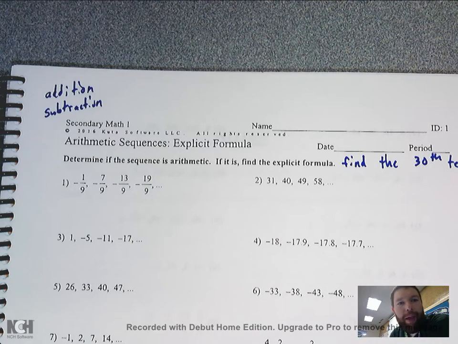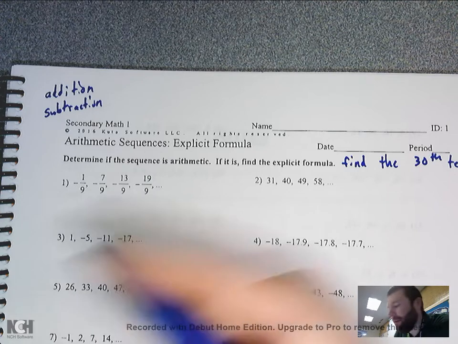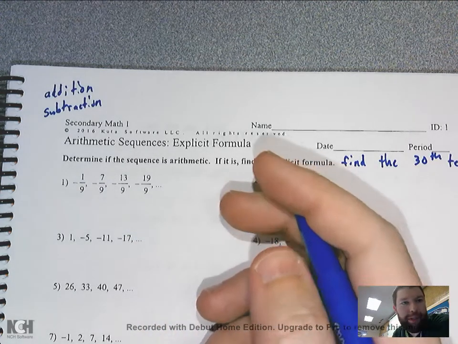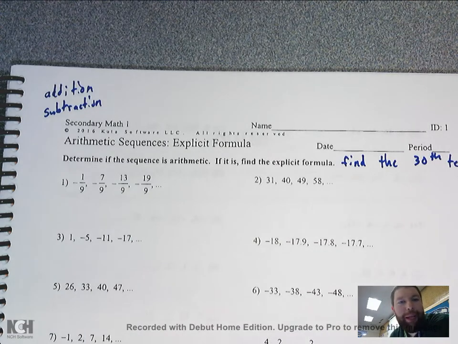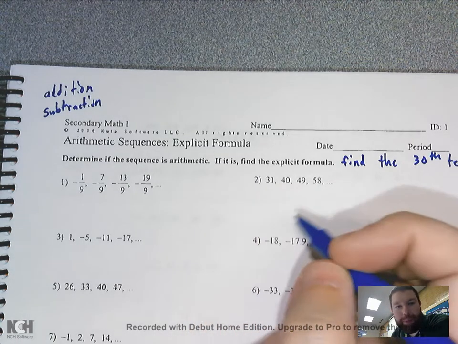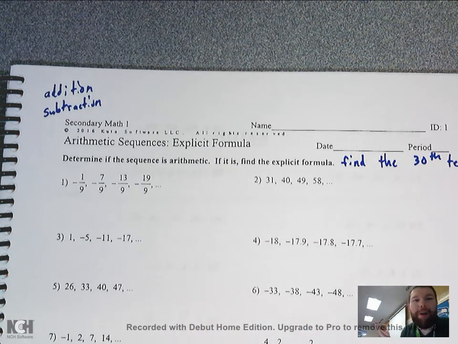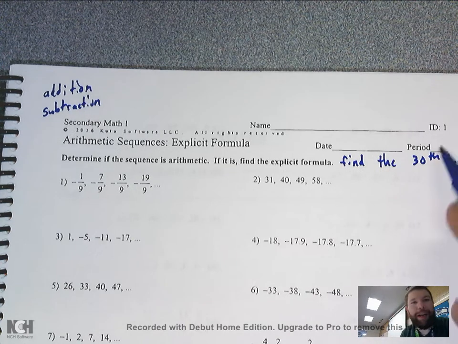So what we're going to use today is what we call the explicit formula. This is a formula we can derive from any sequence if we know at least a couple of terms in the sequence that will let us be able to find any term in the sequence. Not just the next couple terms, but like the 500th term or the 1000th term, or in this case, we're going to be finding the 30th term today.